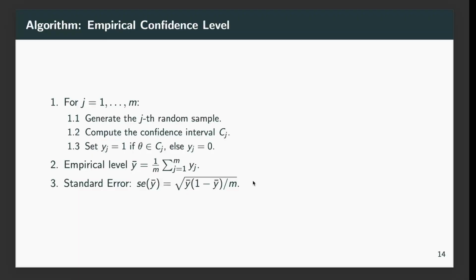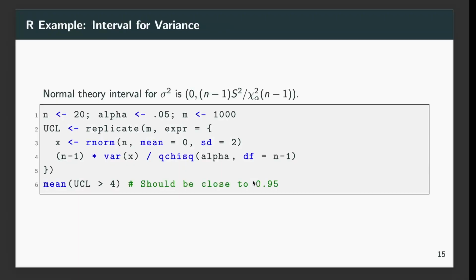Now let's look at how we implement this algorithm. Let's say we have the one-sided upper confidence interval for the population variance, which is given by sigma squared. Okay, so the sample is distributed with a mean of 0, and the standard deviation is given by this.